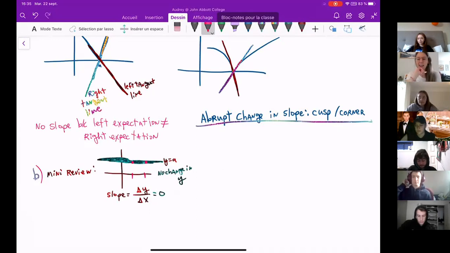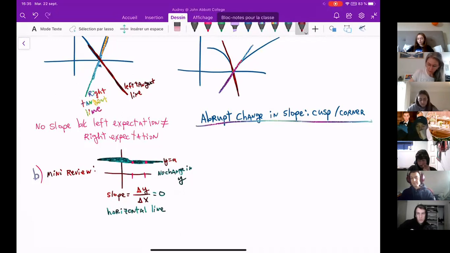So that said, what if there's no change in x? What's the slope if there's no change in x? Division by 0. What kind of line might give us no change in x? It'd be a vertical line. You got it, a vertical line. So that horizontal line gave me no change in y.